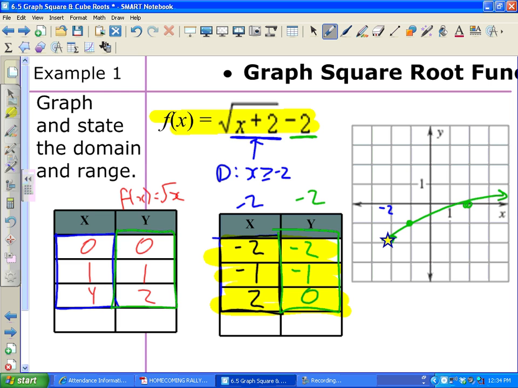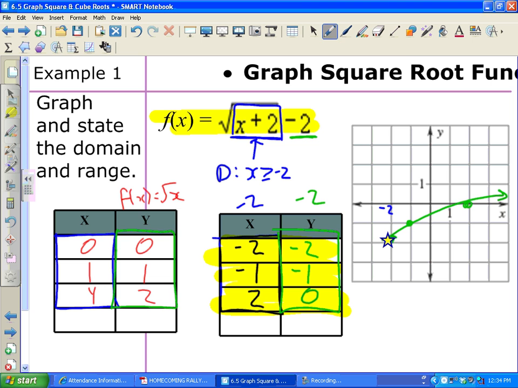It's what gives me a positive root inside the radical. Notice that I can't use negative 3. Negative 3 plus 2 is negative 1. Can't take the square root of that. Negative 2 plus 2 is 0. I can take the square root of 0. Anything bigger than negative 2 will work.